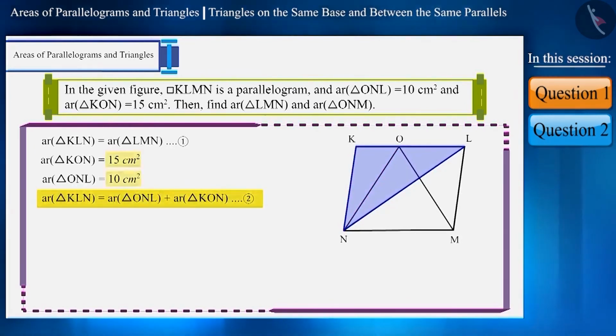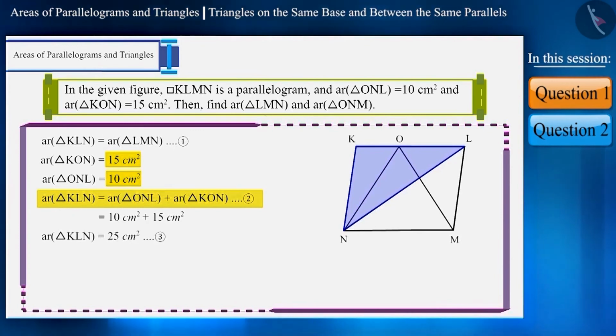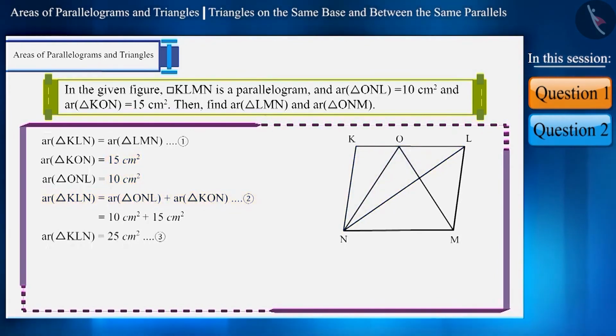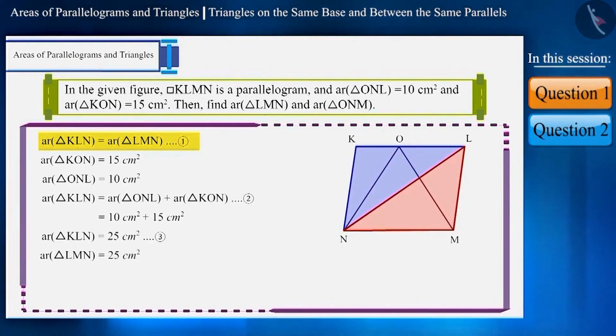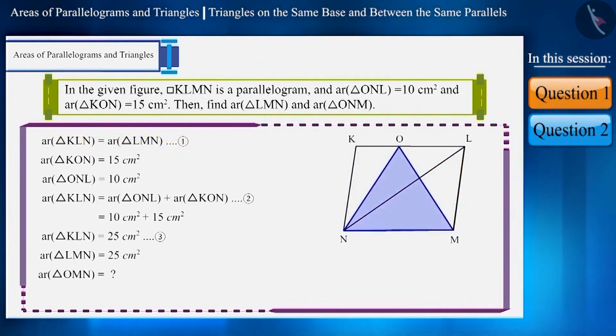Similarly, if we substitute these values in equation 2, then we get the area of triangle KLN as 25 square centimeters. From equation 1, we can say that the areas of triangles KLN and LMN will be equal. This means the area of triangle LMN will also be equal to 25 square centimeters. Now, let's find the area of triangle OMN.